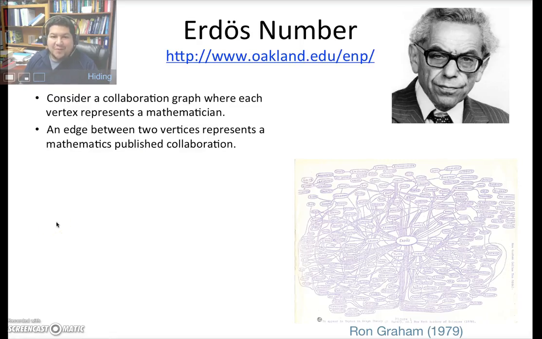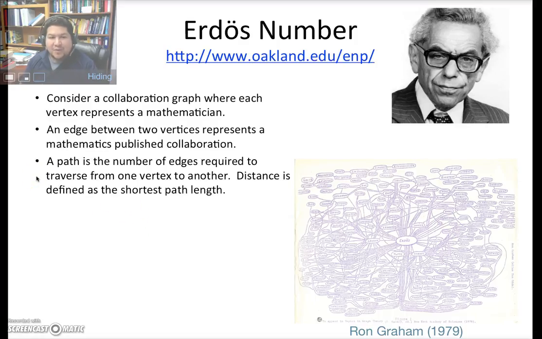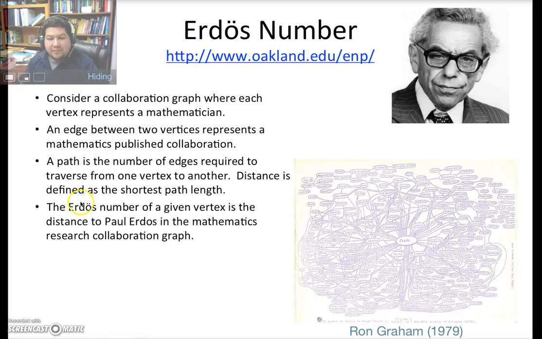So we go back to this slide in which we're referring to the Erdos number, the definition of vertices and edges in this collaboration network, a path as the number of edges required to travel from one vertex to another, and then distance is going to be quantified by the shortest path length between one vertex and another, and so the Erdos number is quantifying that shortest path length between one mathematician and Paul Erdos, right?